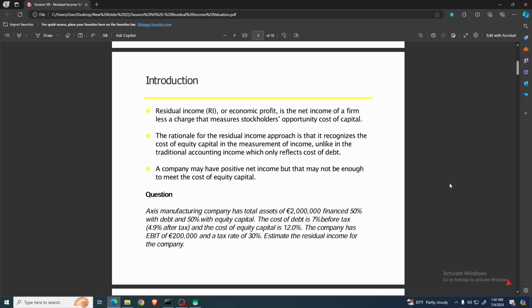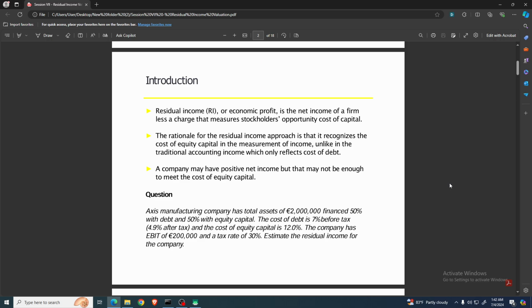So why is this significant as a concept? Because traditional accounting measures like net income usually do not consider the cost of equity capital. In contrast, residual income provides a more comprehensive view by including this cost, which essentially gives us a clearer picture of whether a company is truly generating value for its shareholders. So, with this understanding in mind, we need to identify the rationale of it as well.